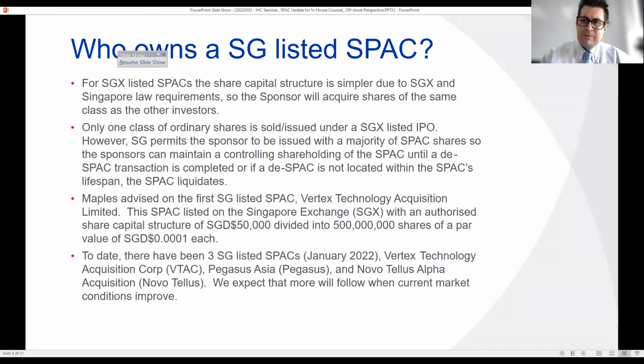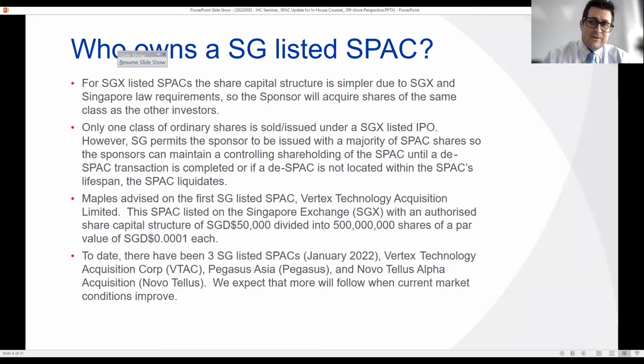So Maples acted on the first Singapore-listed SPAC, Vertex Technology Acquisition Corporation, and that listed in January together with two other SPACs. This was the first wave of Singapore SPACs that were listed on the Singapore Exchange. There is a second wave of Singapore SPACs that are due to be listed fairly imminently. Again, that is subject to market conditions.